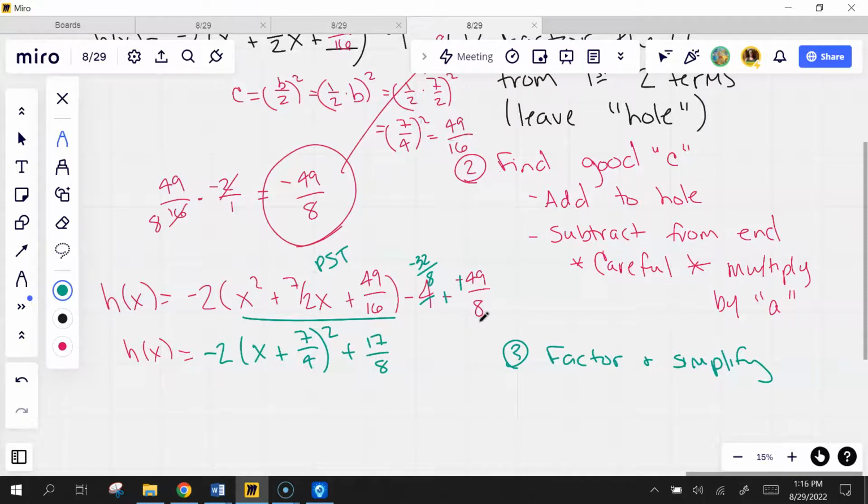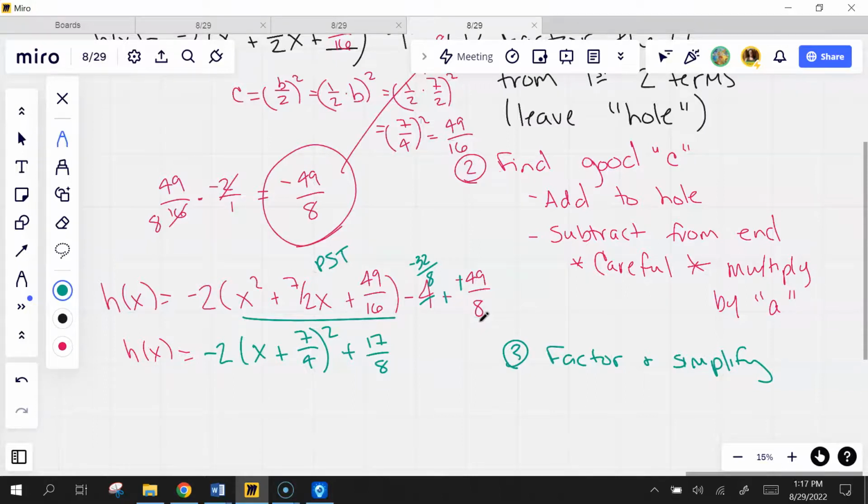Say again. I just made it have a common denominator. 4 times 8 is 32. So 32 divided by 8 is 4. What square? I factored it. It's this, you talking about this one? I factored the perfect square trinomial.